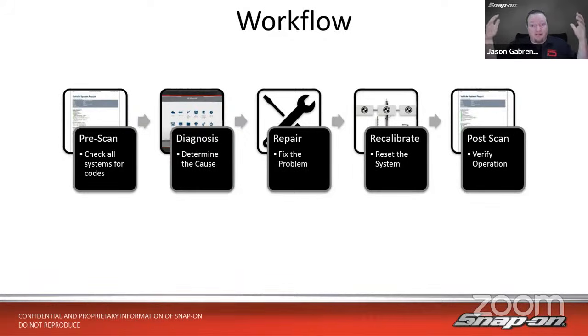What are the resistance specs that I need? And then we get to recalibrate or reset. There are a lot of things that need to be reset, relearned on a vehicle nowadays. Oxygen sensors, for example, you've got to reset the heater circuit on there. But that is another information grab. You need to get that information and be aware that that's even a thing that you need to do. And then, of course, at the end, we want a post scan to verify operation.